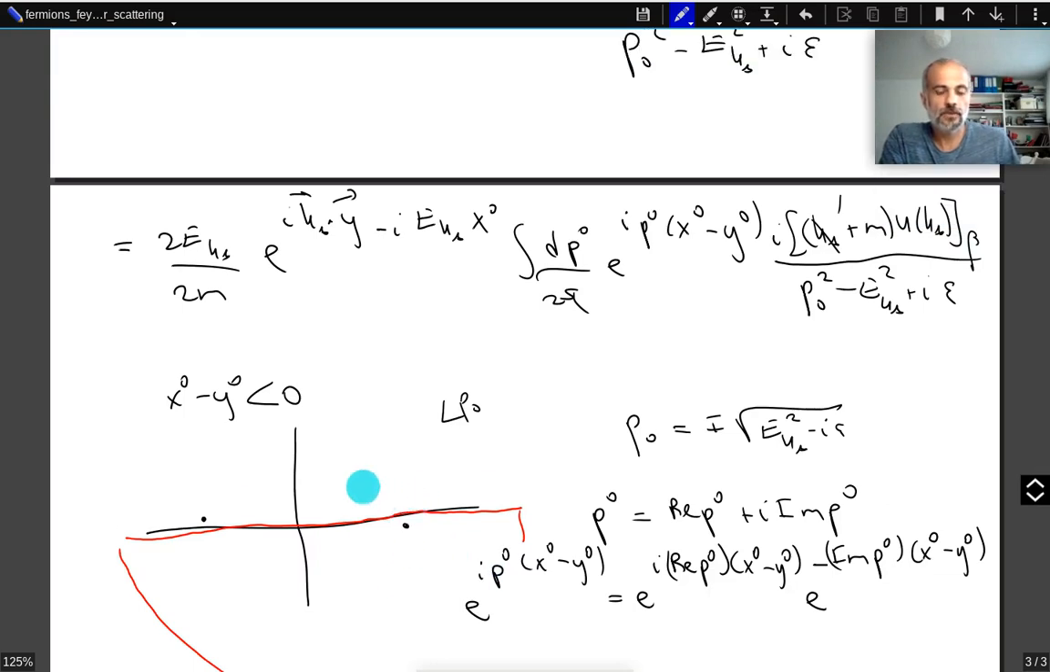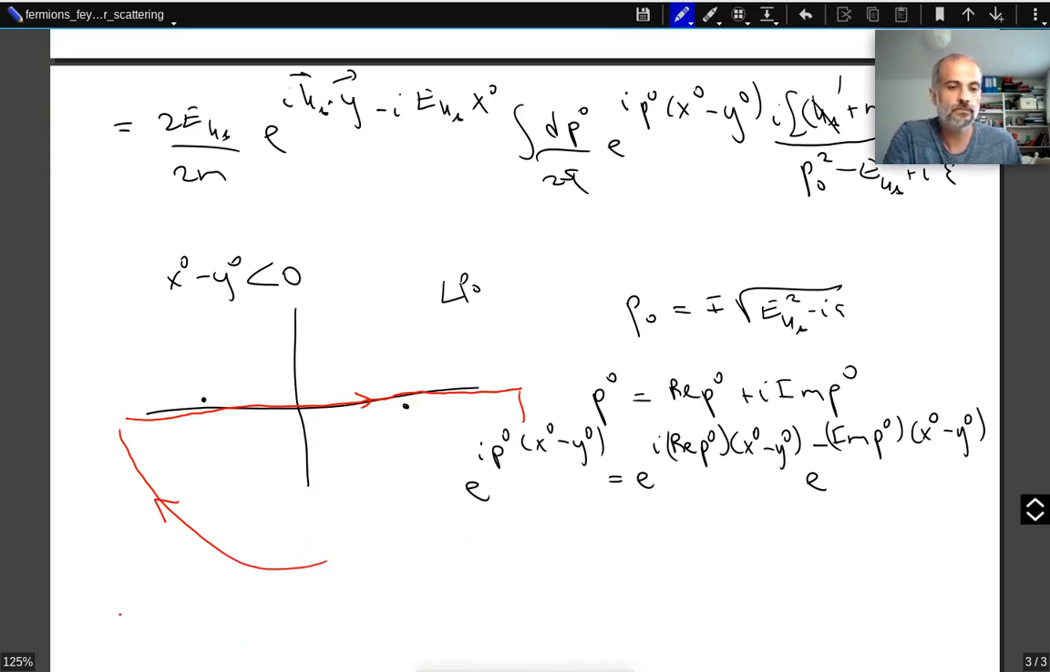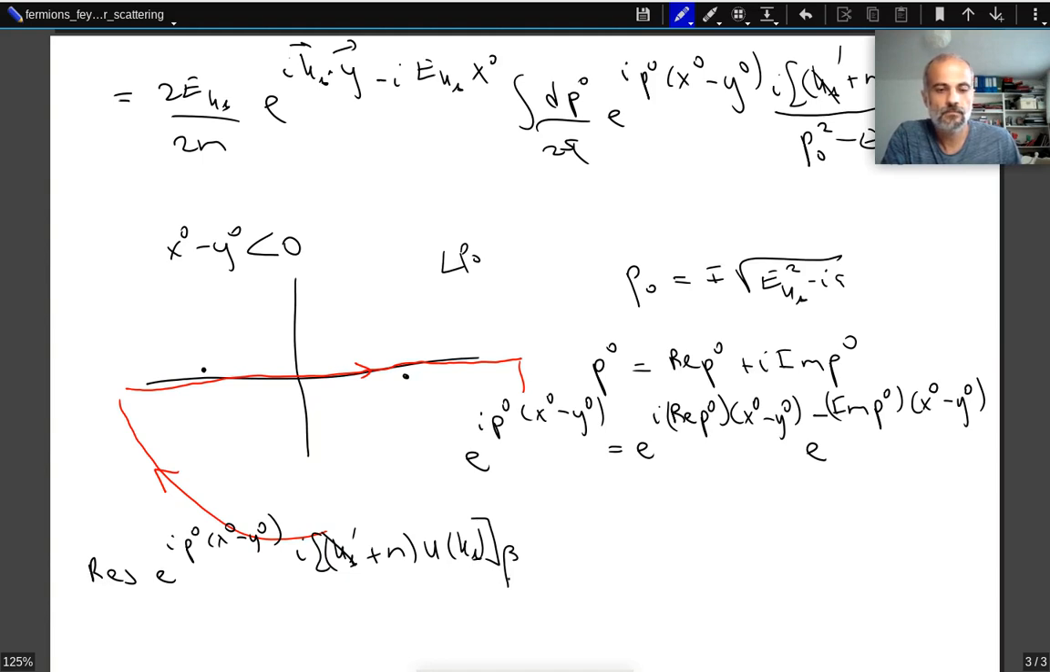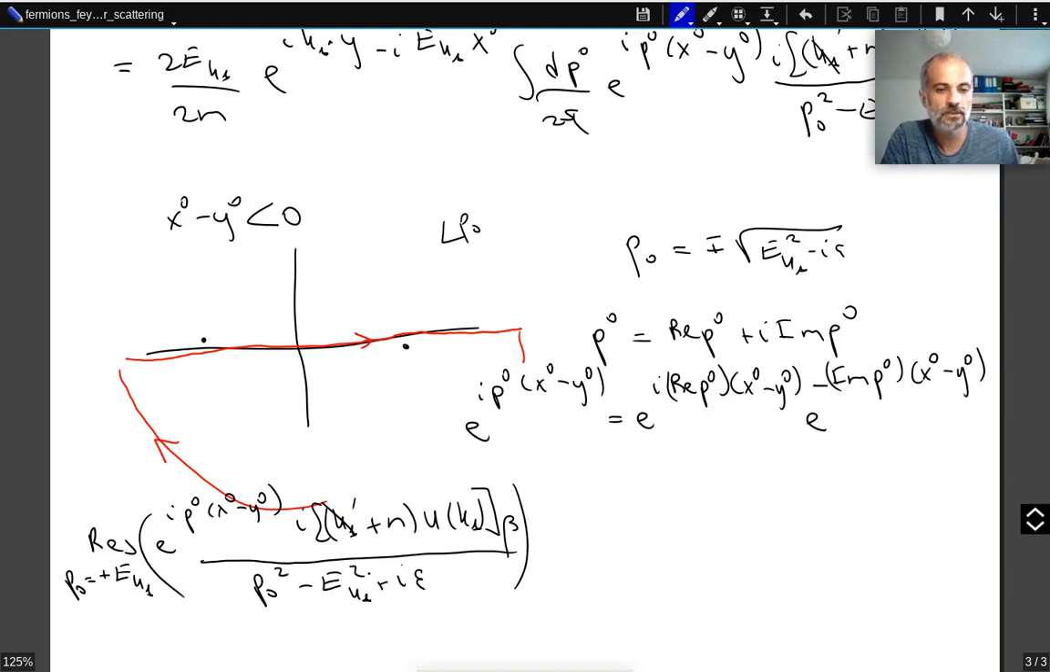So if we close it through this line, the residue will be only from this pole. Let me write the contour. Now we should calculate the residue of e to the power I P0 (x0 minus y0) times (I k1 prime slash plus m) u of k1 beta, divided by P0 squared minus e of k1 squared plus I epsilon. This residue is at P0 equal to plus ek1. Since I am already calculating the residues, I can just omit these epsilons. I will take it to be 0 anyway.